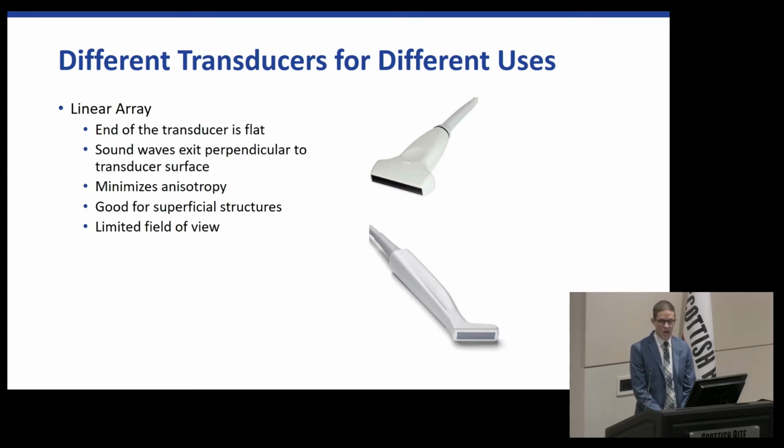we call that one the hockey stick probe. And you can see how that hockey stick probe is a little bit smaller, which is nice for when we're trying to get around curved structures around the ankle or in the wrist. These linear probes are nice because they minimize something called anisotropy, which we'll talk about later. But they're really good for seeing superficial structures. Some of the limitations is because it's a flat surface, you have a very limited view.